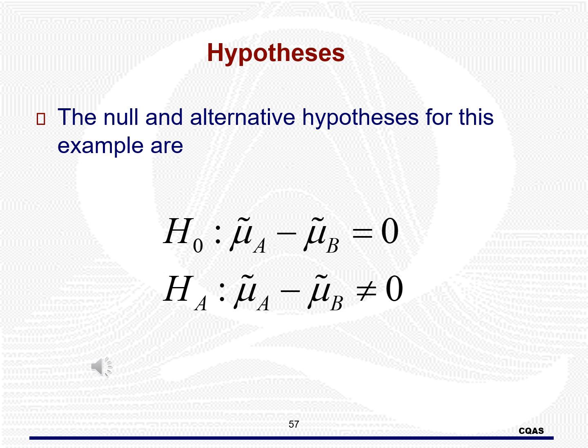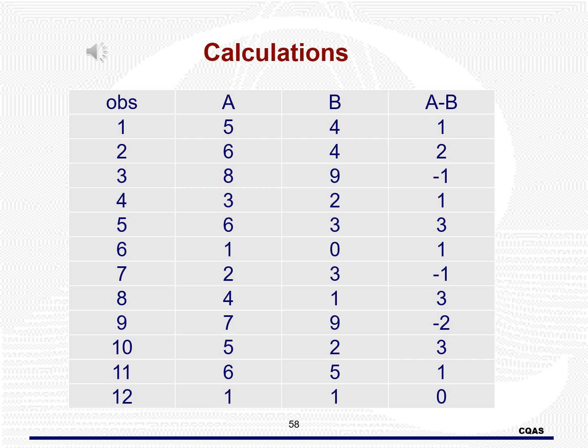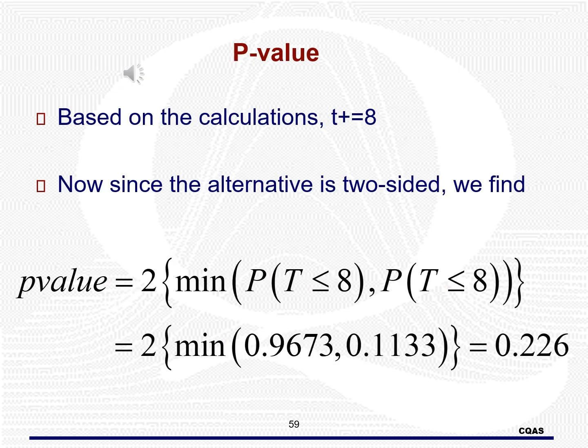Let's take a look at the calculations. Notice that we have taken the differences in the AB column. You should also notice that we do have one tie. So there are 8 pluses, 3 minuses, and 1 tie. Now let's find the test statistic and p-value. The test statistic in this case is T plus equals 8. Now with a two-sided alternative, we get the p-value as given in the slide.